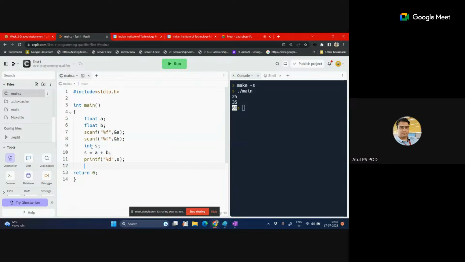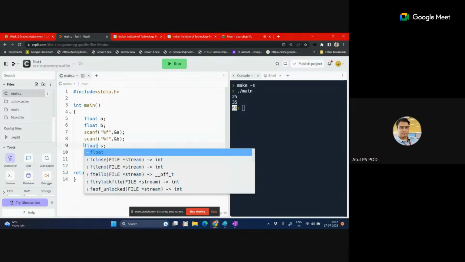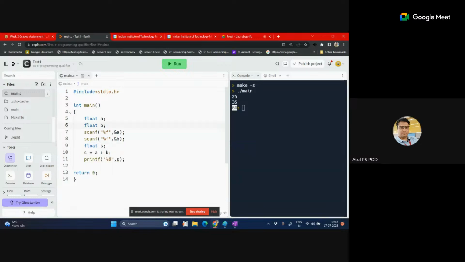So you have also declared this sum as float, and then at the time of printing, you have also mentioned what you are printing. So float value you are printing, so you have to mention the f here. Okay, now you can pass float values, and you are getting the float answer in your output.